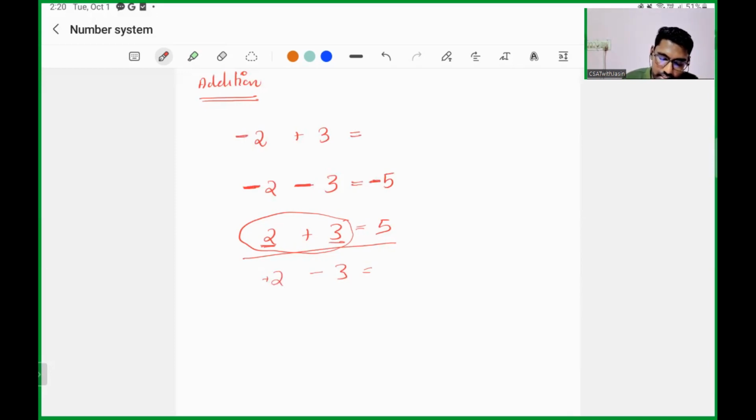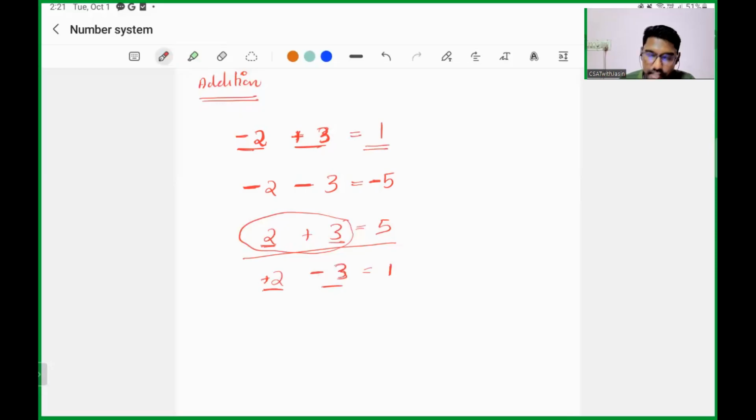Now in the first example, it is minus 2 plus 3. So what happens? One is minus and the other is plus. Here also, plus 2 minus 3, one is plus and the other is minus. If one is plus and the other is minus, you subtract the numbers. So 3 minus 2 is 1. Here also 3 is the bigger number and 2 is the smaller number, so it will come 1. Then you give the sign of the largest number. Here it is plus 3. 3 is the bigger number, so give a positive sign. Here 3 is minus 3, right?